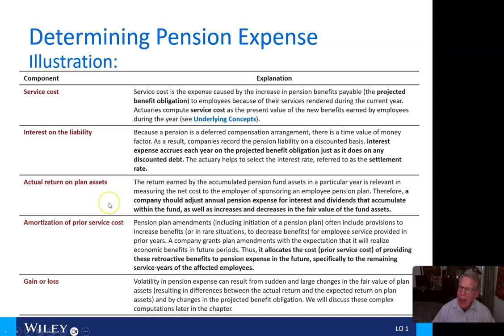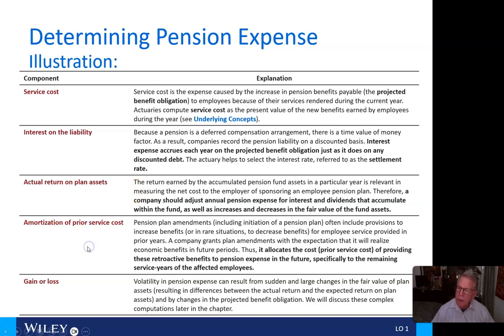Number 3, actual return on the plan assets. The return is earned by the accumulated pension fund assets in a particular year and is relevant in measuring the net cost to the employer of sponsoring an employee pension plan. Therefore, a company should adjust annual pension expense for interest and dividends that accumulate within the fund, as well as increases and decreases in the fair value of the fund assets.